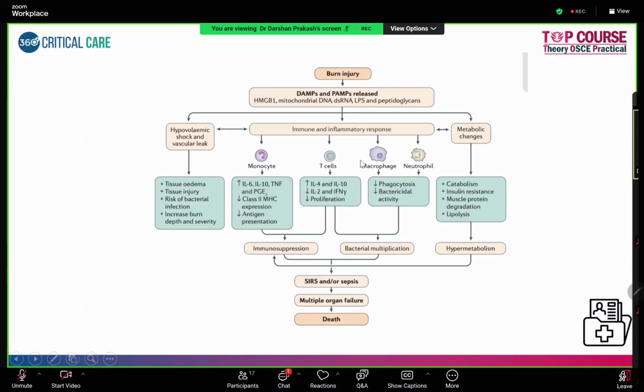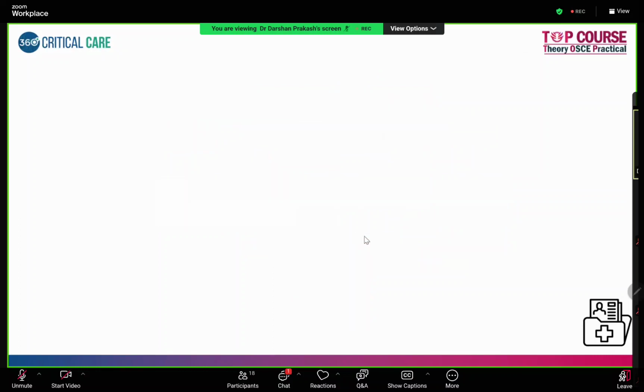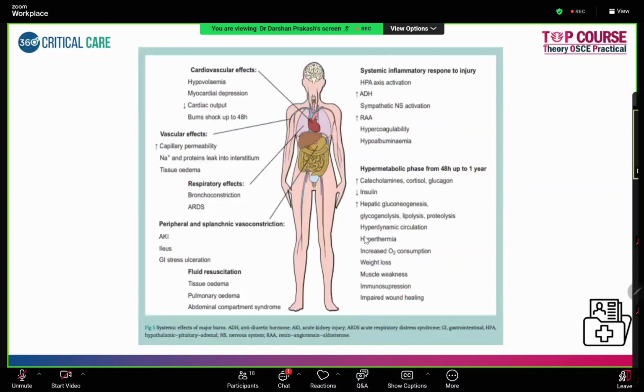So, because the burn state is an imbalanced inflammatory condition, this causes SIRS, leading to multi-organ failure and death. So, this is what you need to remember. There is an imbalance or a dysregulated immune response in burns. Coming to the next topic, that is, what are the systemic effects of burns injury?